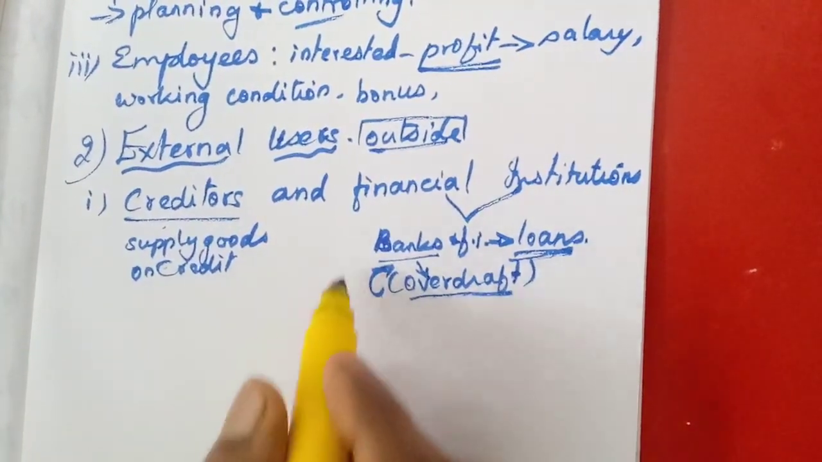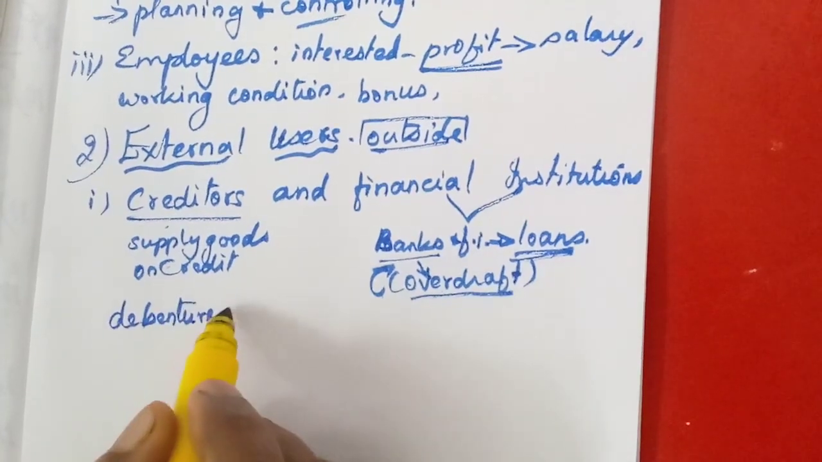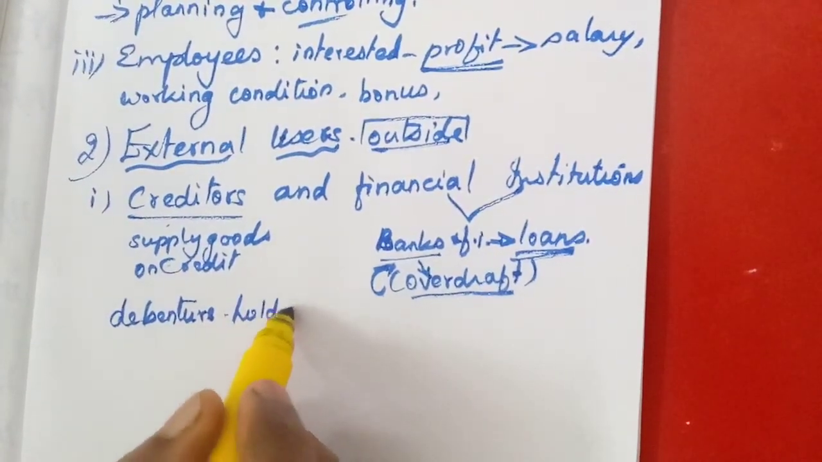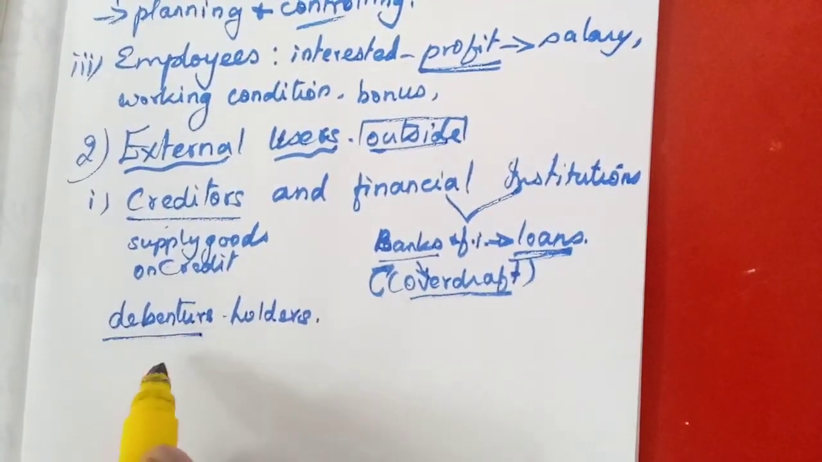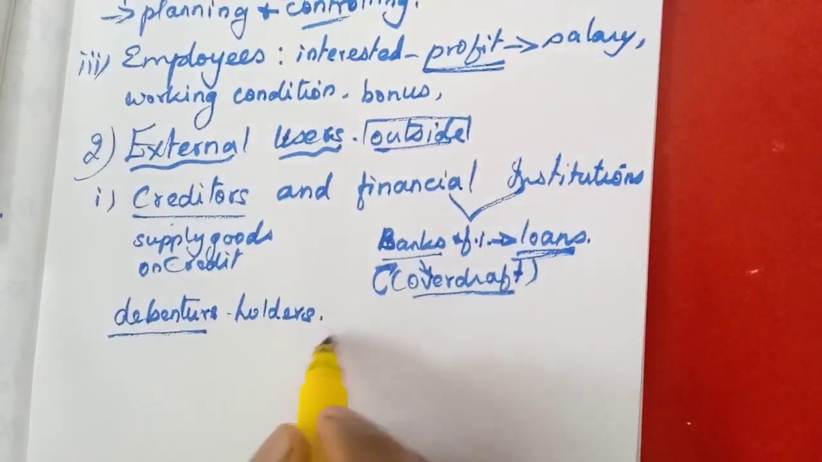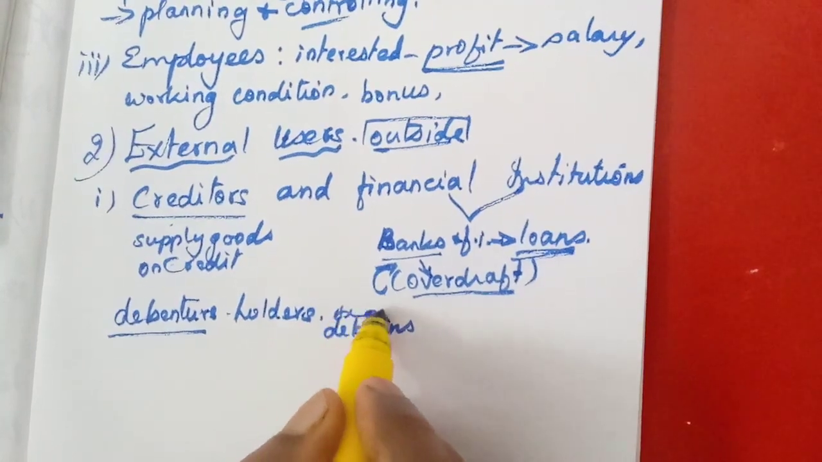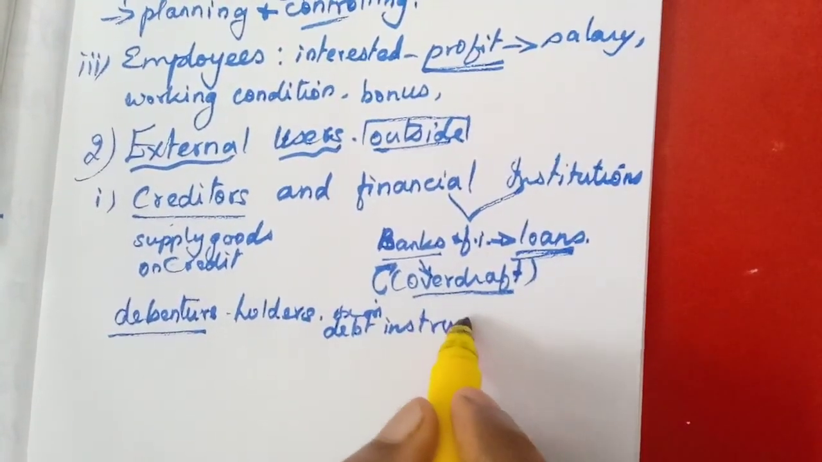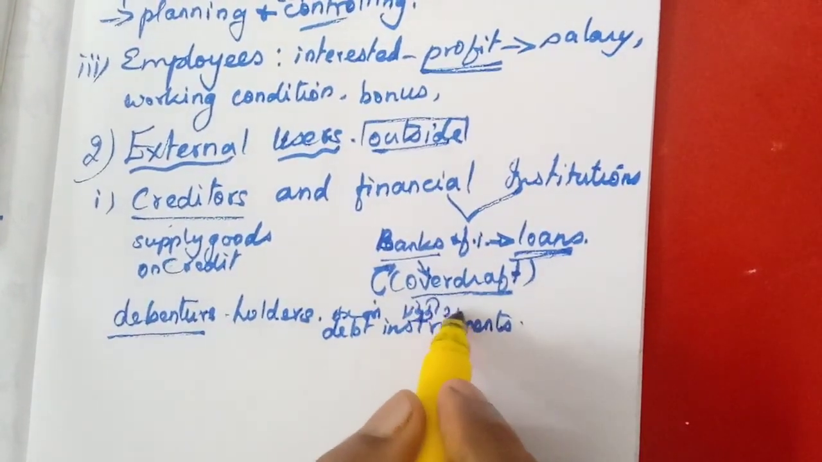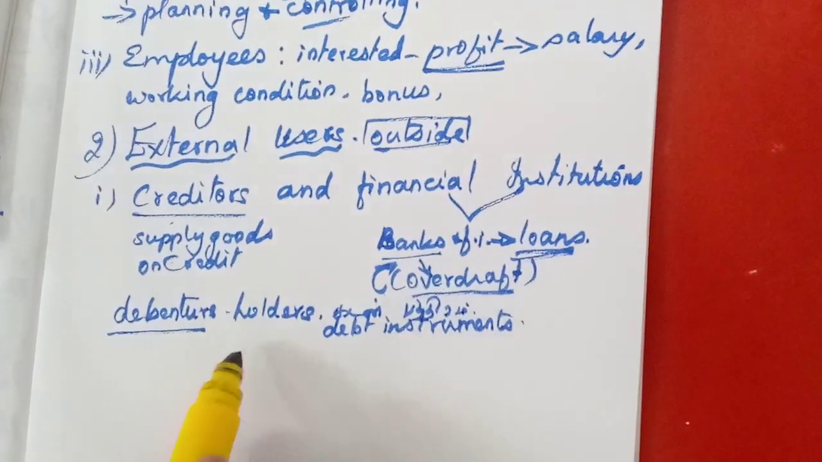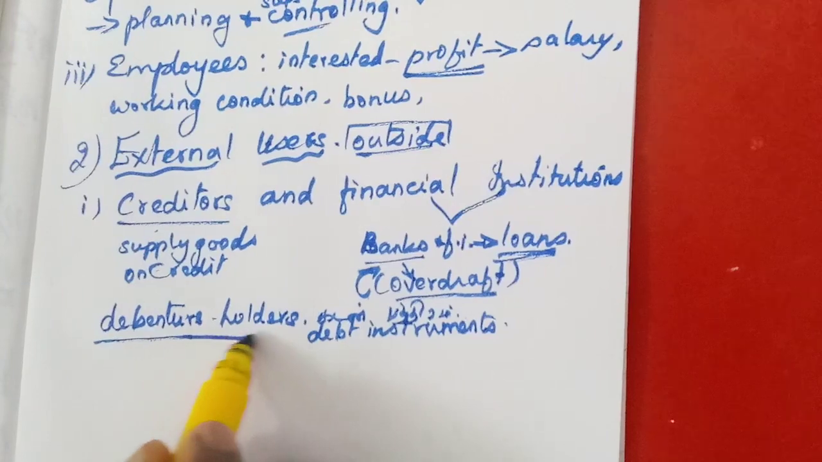Debenture holders also we can see. Who are debenture holders? If a company wants to have some more money, instead of issuing shares, they will issue debentures. It is a debt instrument. Debt instrument means kadan patram. Understand? Debt instrument means in Tamil kadan patram. They will issue this debt instrument. That will be bought by the public. They are called debenture holders.